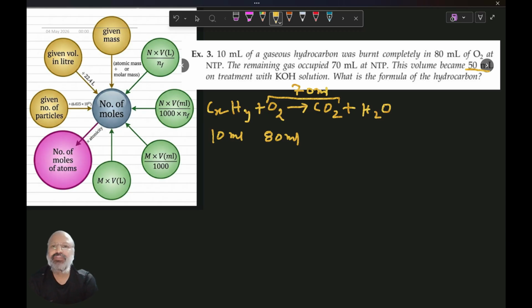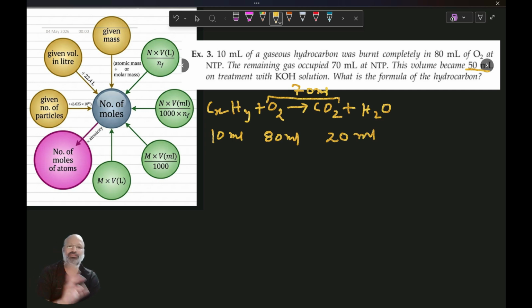this volume becomes 50 ml on treatment with KOH. It means 20 ml is gone. How has it gone? When you react with KOH, and you know CO2 being acidic in nature reacts with the KOH. So the total volume that has gone, 20 ml, can be understood to be nothing but the CO2 gas. So the volume of the CO2 gas must be 20 ml.